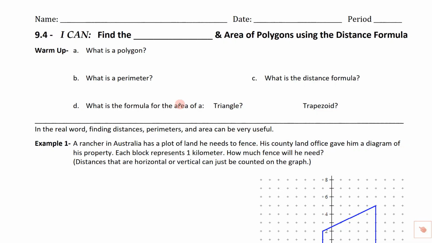All right, we're on section 9.4. I can find the perimeter, so let's write the word perimeter. Perimeter is how we'd say that phonetically, perimeter.